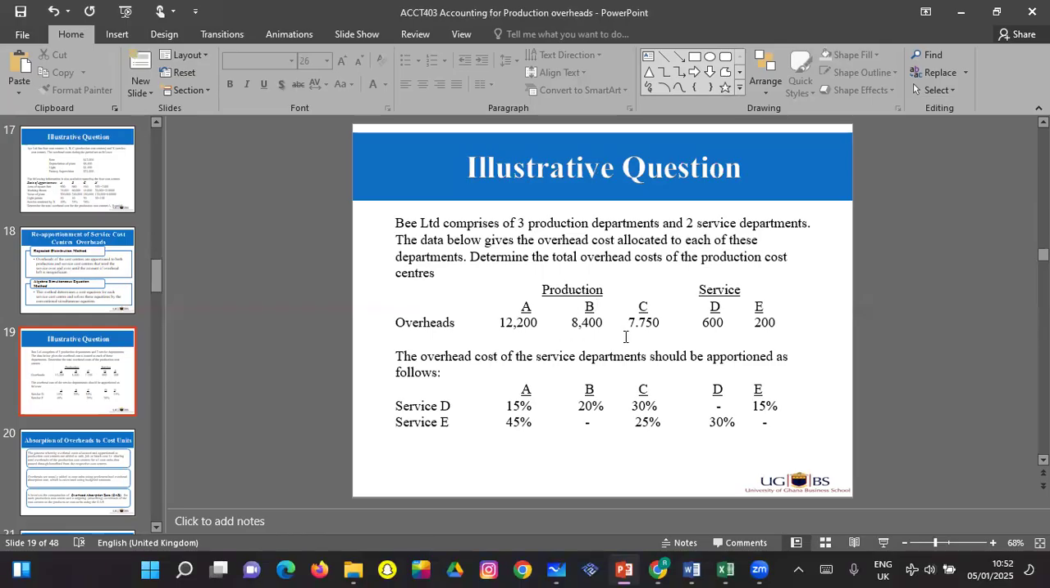So we are going to do this. The following overhead cost of the service department should be apportioned as follows. Service department D, you have to apportion on the basis of 15%, 20%, 30%, and then 15% on E. And then service E also 45% on A, 0 for B, 25% for C, and 30% for D, right? So let's first start with the redistribution method.